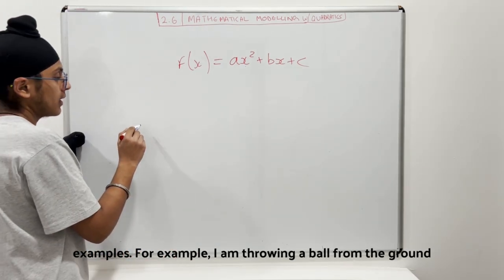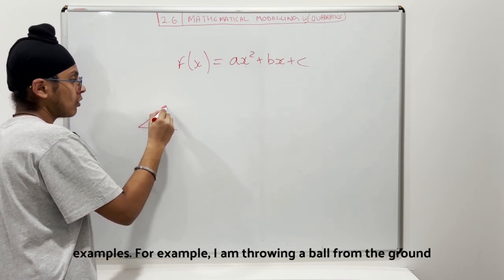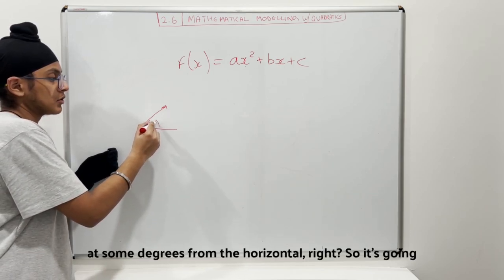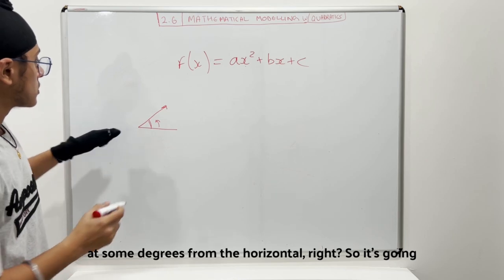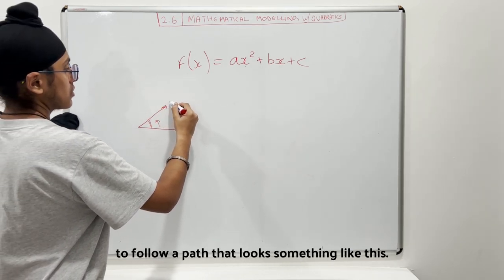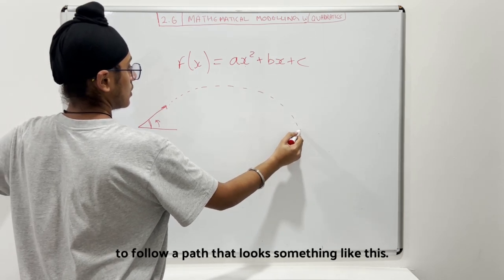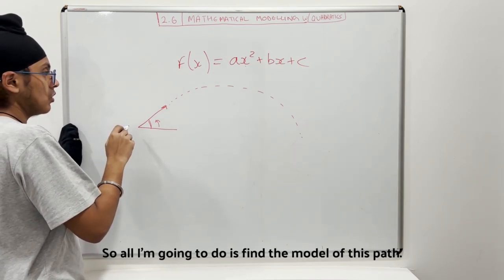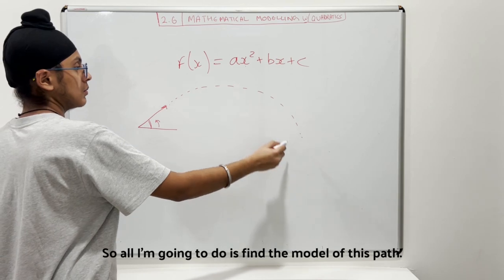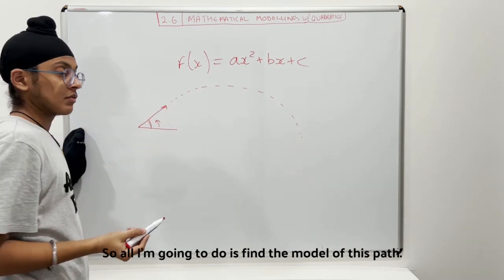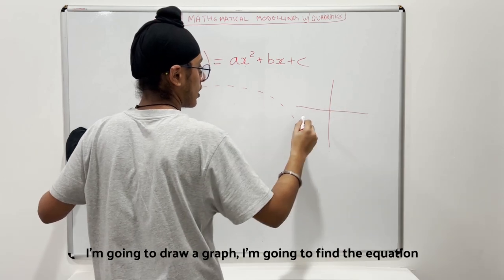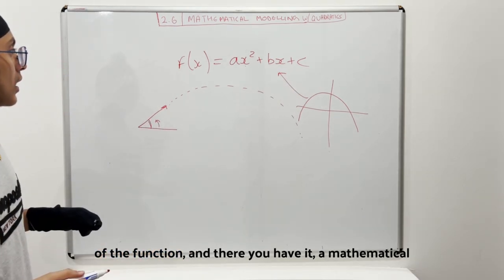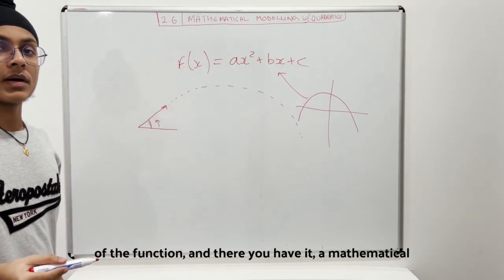For example, I am throwing a ball from the ground at some angle from the horizontal, right? So it's going to follow a path that looks something like this. It looks like an upside down quadratic. So all I'm going to do is find the model of this path. I'm going to draw a graph. I'm going to find the equation of the function, and there you have it, a mathematical model.